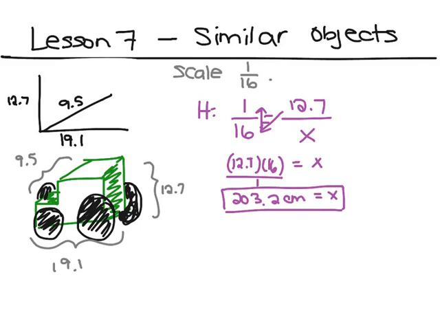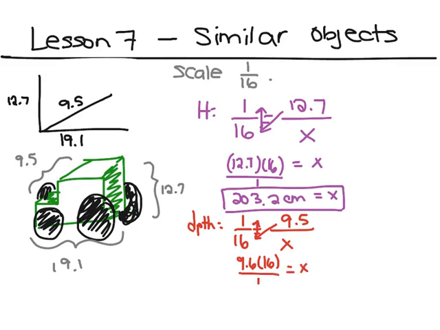Now we're going to do the depth. 1 over 16 is our scale. We know that the depth is 9.5, and we're looking for the new actual size. So 9.5 times 16 divided by 1 equals x, and you should get 152.0 centimeters for x. So that is our actual depth.